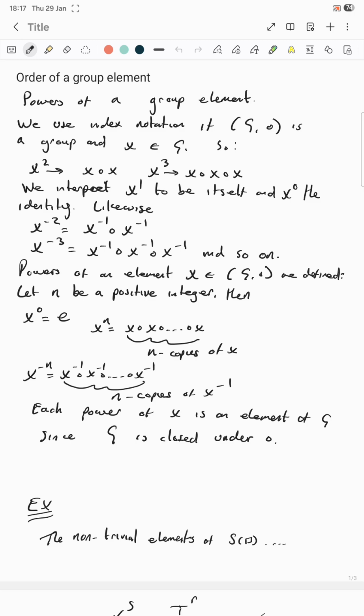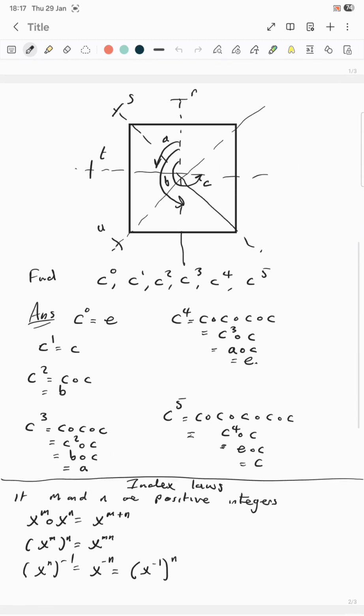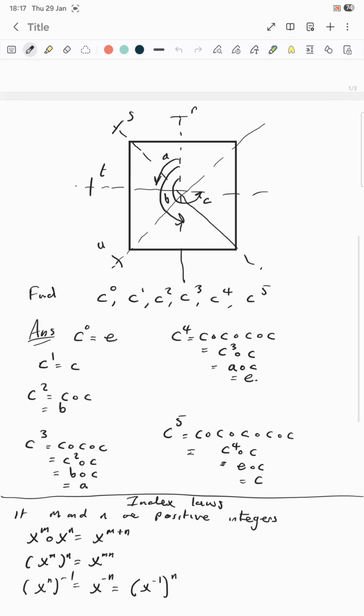Now here's an example: the non-trivial elements of S square. We find C^0, C^1, C^2, and so on, up to C^5. Answer: C^0 equals our identity, C^1 equals C, and C^2 equals C composed C, which equals B. Now C cubed equals C composed C composed C. C composed C is C squared, and as above C squared is B, so B composed C is A. And we do the same with C to the 4 and C to the 5.